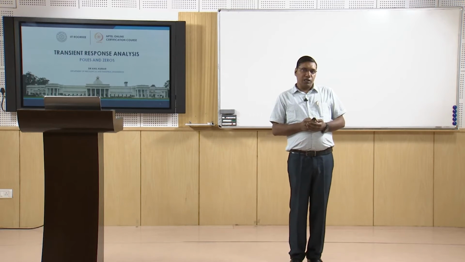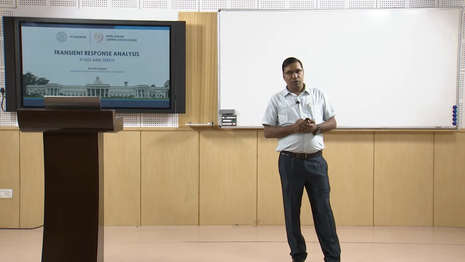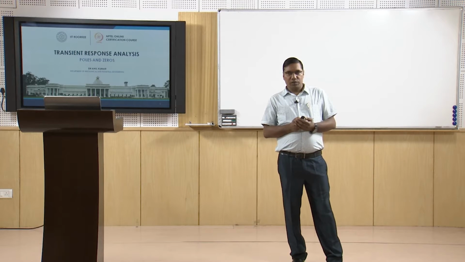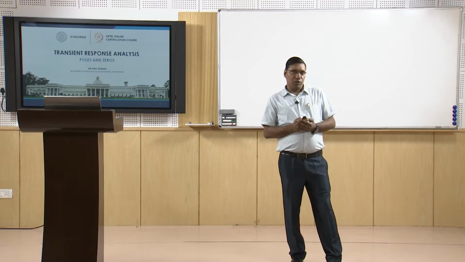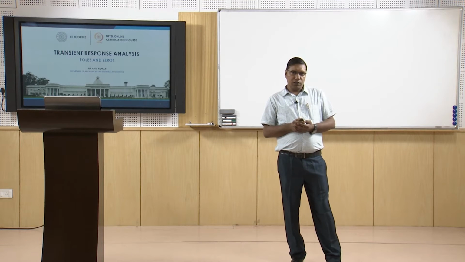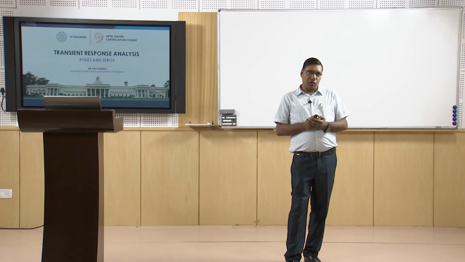So we saw that transient response is defined as a system's characteristic because it is governed by the system's internal characteristics, the transfer function. And we test the system's response with some defined input such as unit step input or impulse input and so on. So today we will discuss poles and zeros and link these poles and zeros to the transient response characteristic of a system.